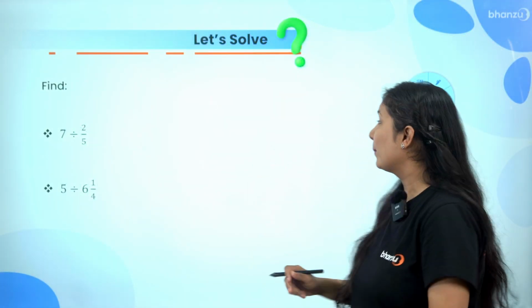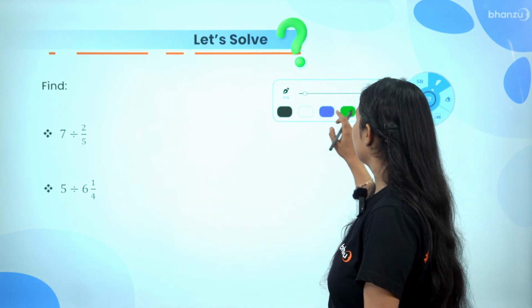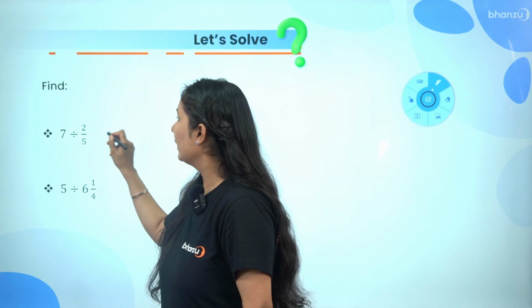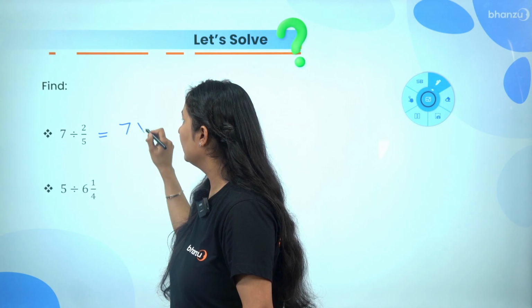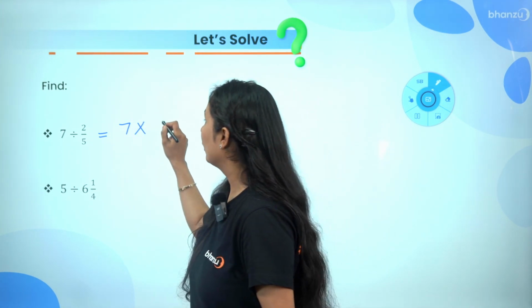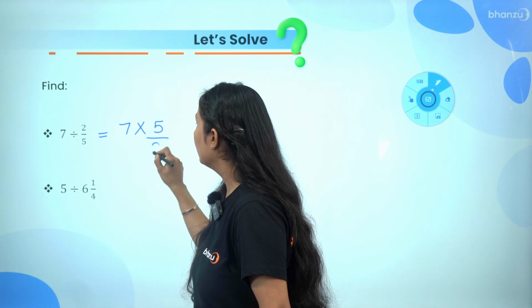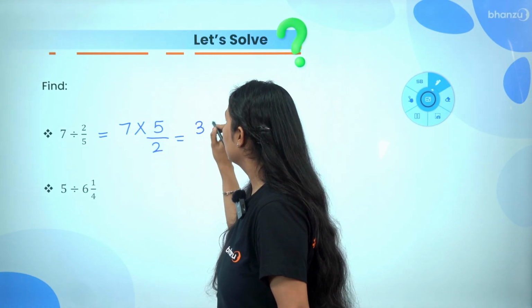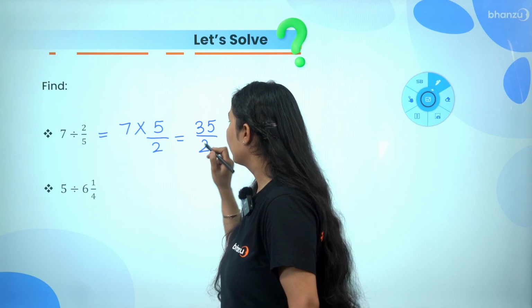Great. I hope everybody was able to do it. So let's discuss this problem. Over here, first we are going to copy the whole number. Then we know division becomes multiplication and the reciprocal of the fraction would be 5 by 2. So the answer to it is 35 upon 2.